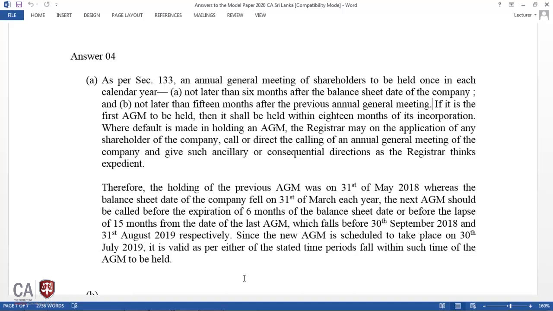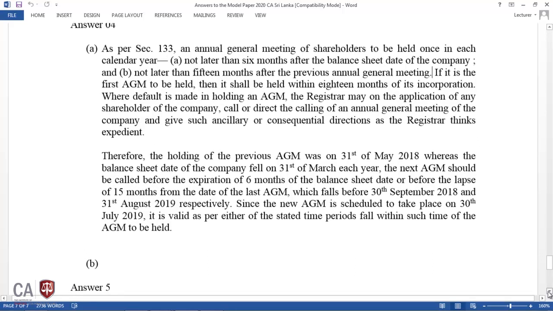Since the new AGM is scheduled to take place on the 30th of July 2019, it is therefore valid as per both, not either, both of the stated time periods, as it falls within such time for the AGM to be held. So, this is how you need to cover such a logical answer.